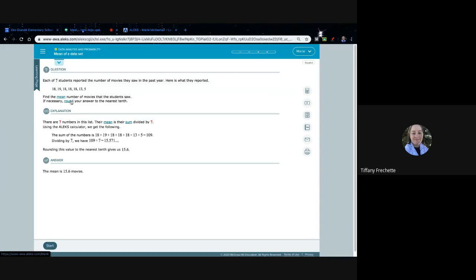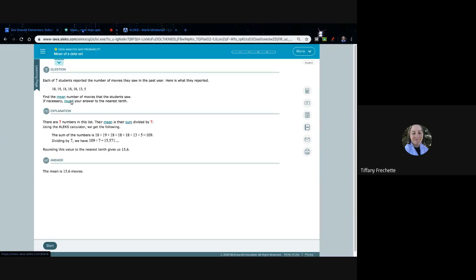Mean of a data set. All right, so each of 7 students reported the numbers of movies they saw in the past year. Here's what they reported. So then we have 7 numbers on the list there. And it tells us to find the mean of the number of movies that the students saw. If necessary, round your answer to the nearest tenth.